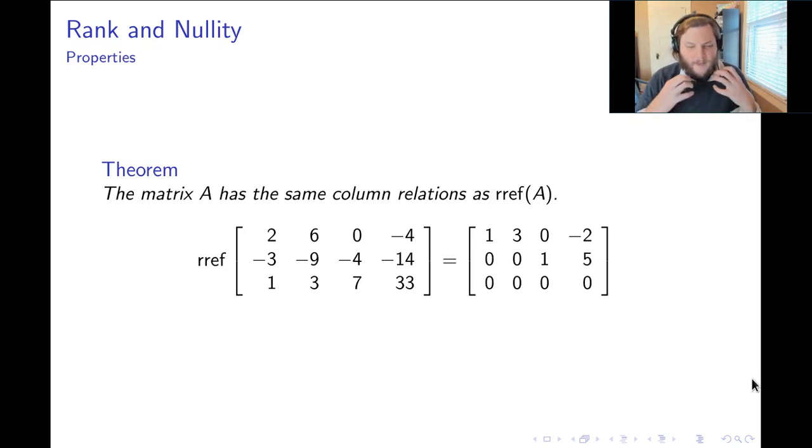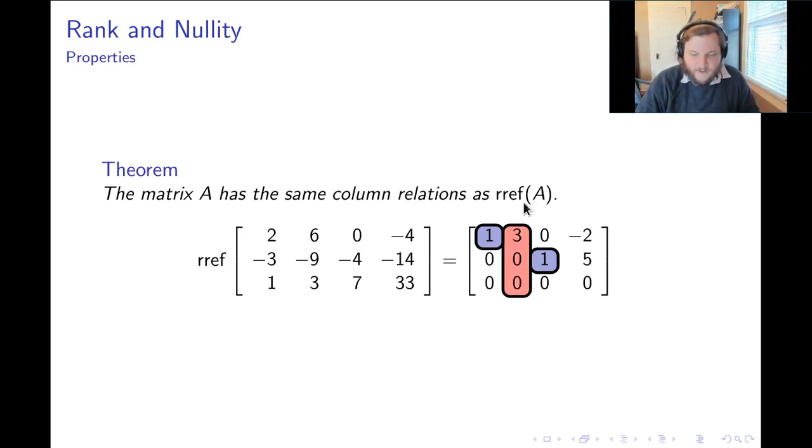Perhaps the property of rank and nullity in reduced row echelon form that will prove most useful, or that we'll keep coming back to, is the column relations. So remember, if you give me a matrix that's in reduced row echelon form, I can easily write down the column relations. Here I have a matrix in reduced row echelon form. The pivots are in the 1, 1, and 2, 3 positions. And we get column relations by studying the non-pivot columns. The first non-pivot column is the second column, and our column relation here says the second column is 3 times the first column.